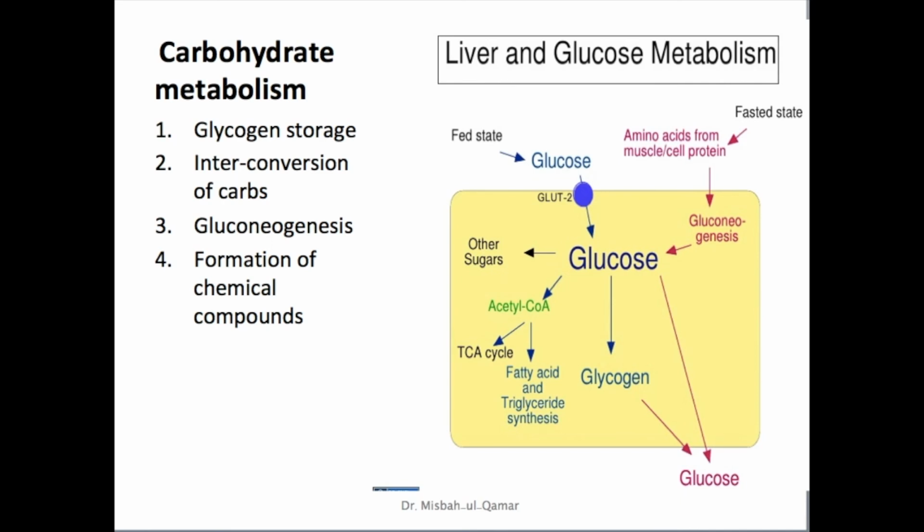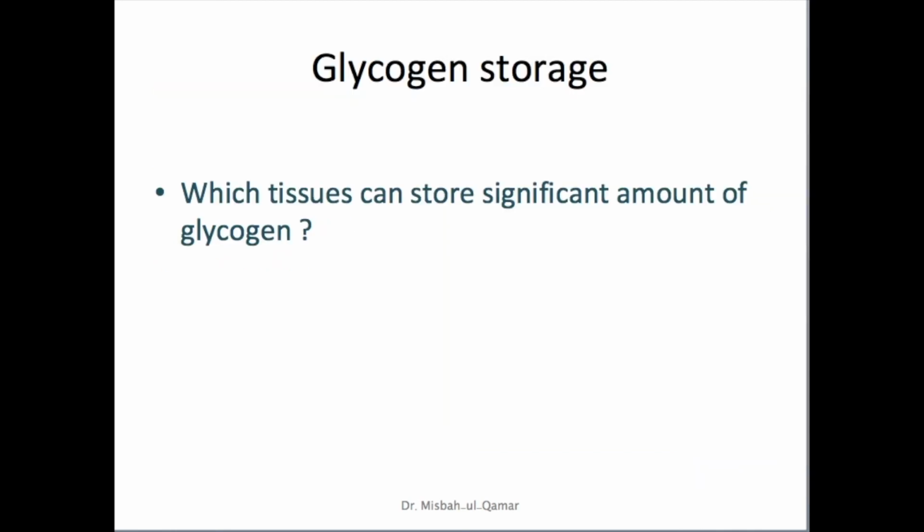Here is the role of liver in carbohydrate metabolism. How does the storage of large amounts of glycogen take place? Most of the glucose absorbed from meal is stored as glycogen in liver. When the glycogen storage is exceeded, glucose is stored as fat in liver or adipose tissue. And only liver and muscle can store significant amount of glycogen.